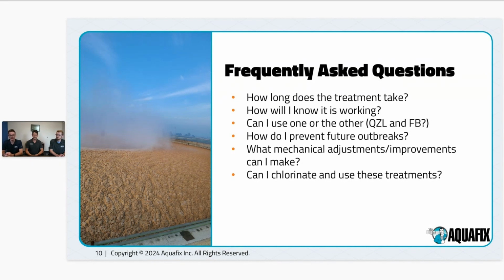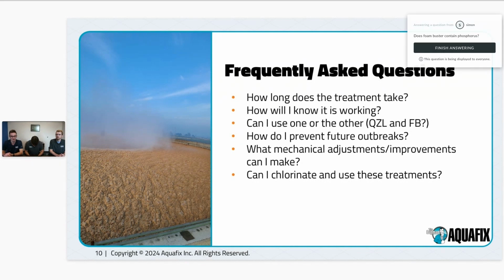Once again, you've got to err on the side of caution when using it. And real quick, before we hop into the next section, we do have a question from Simon in the chat. Does Foam Buster contain phosphorus? So it does, but in very small amounts.